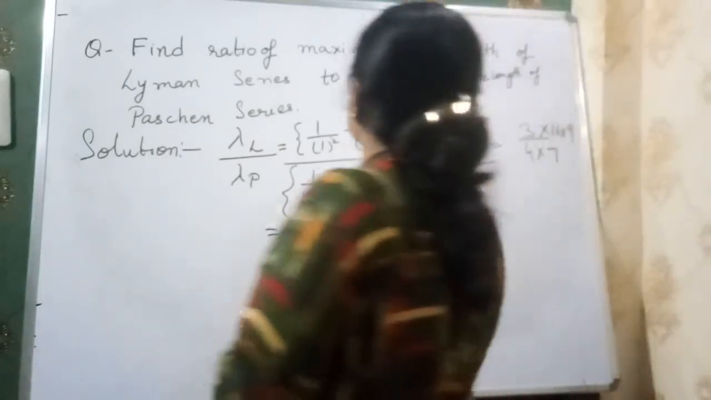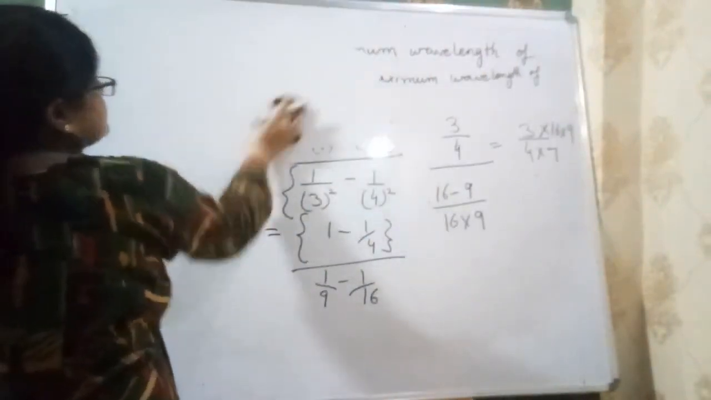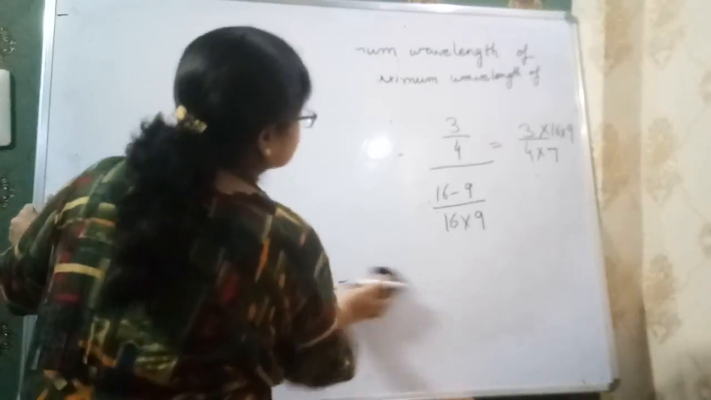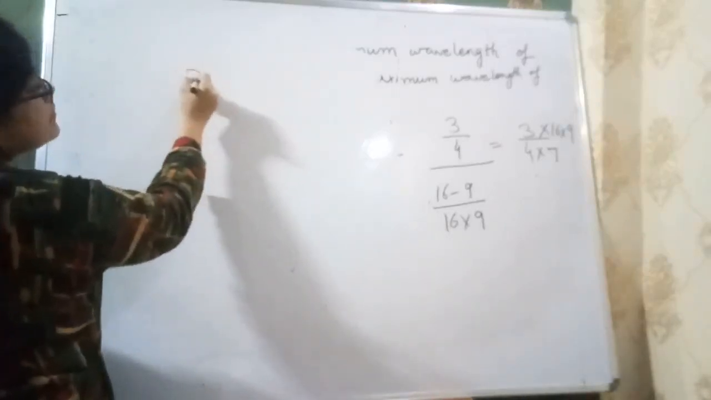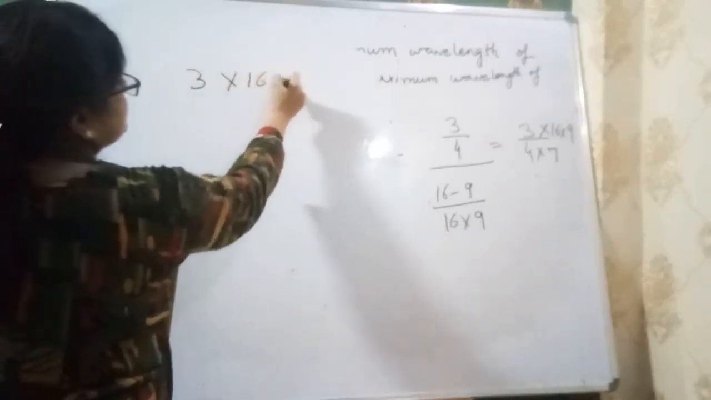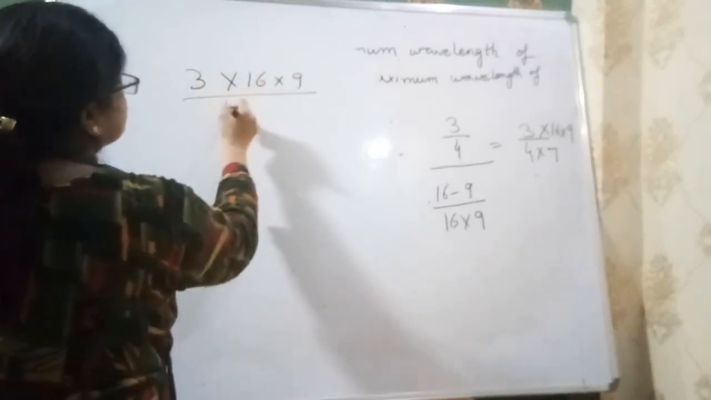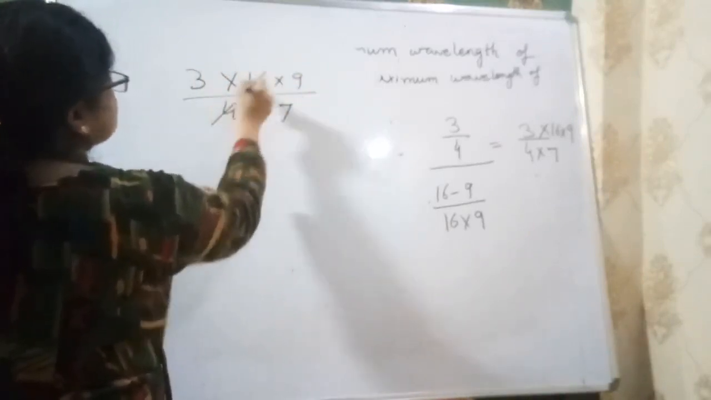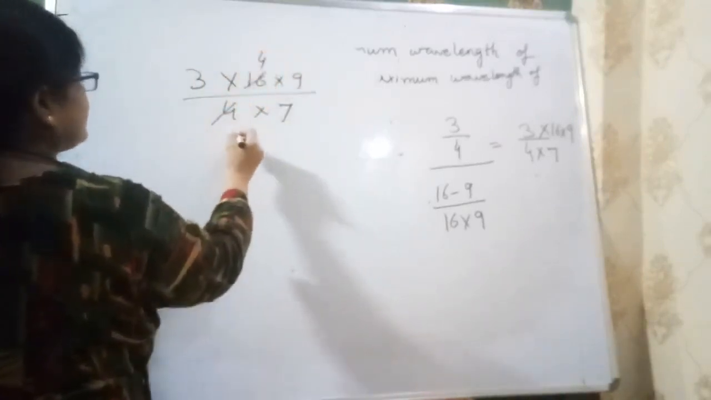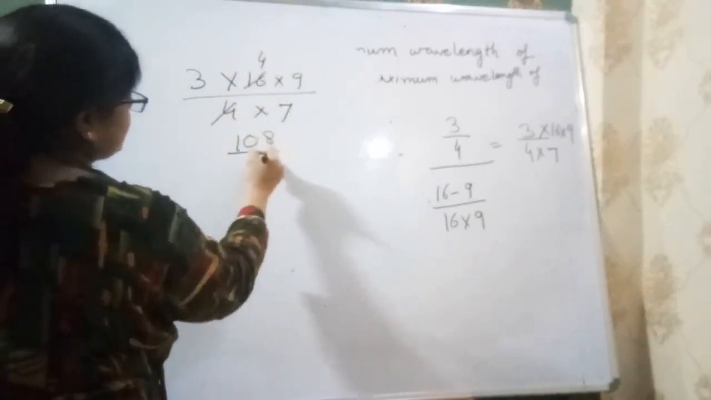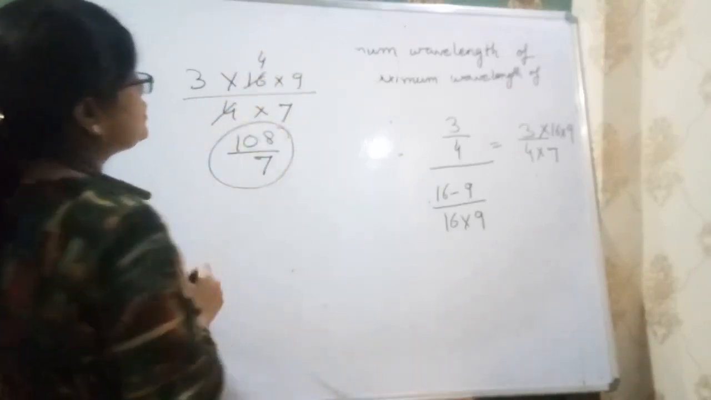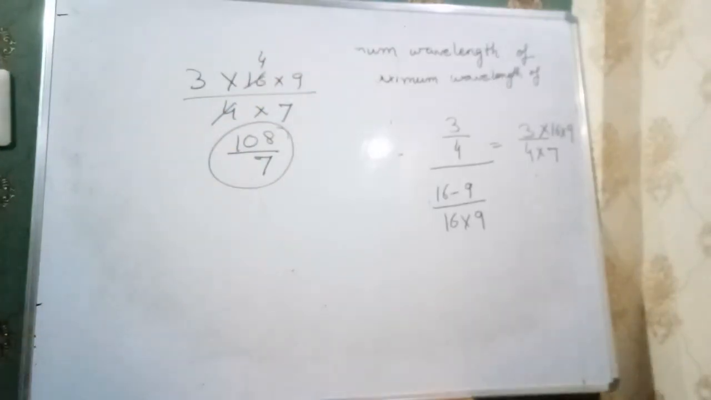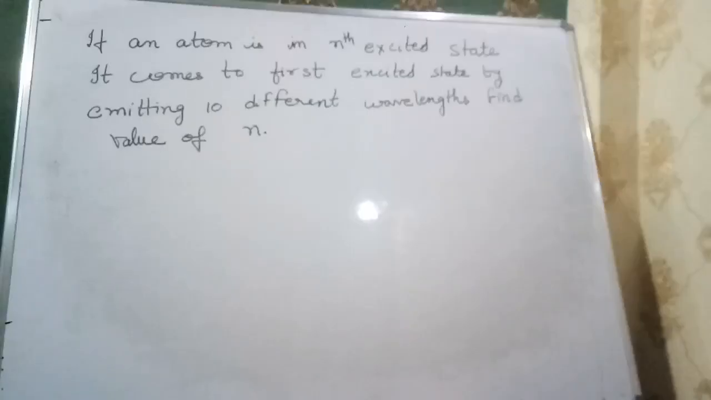Now solve it. We got 3 into 16 into 9 over 4 into 7. That means 4 cancels with 16, and we have 108 by 7. This is the ratio. Now I am going to discuss another question. Just continue with me.